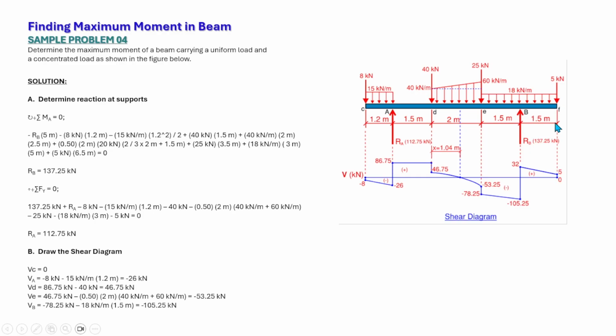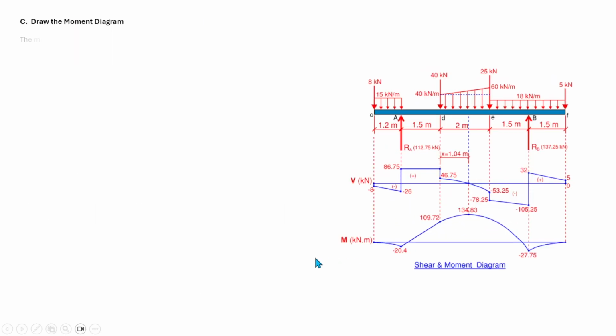So the shear at point F is equal to 32 minus the load between B and F, which is equal to 18 times 1.5, no, we still have to deduct 5, that is equal to 0. If it so happens that the shear at point F is not equal to 0, then you need to revisit your preceding calculation for some inconsistency. So let's proceed to draw the moment diagram.